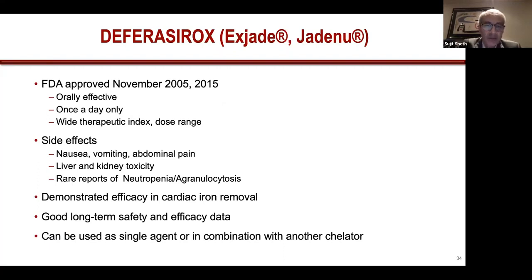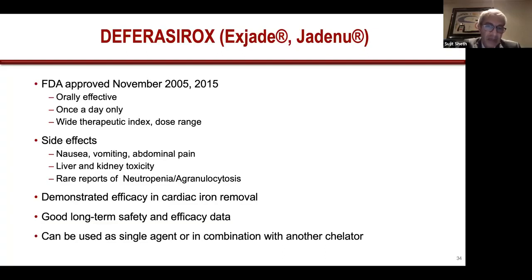And then deferasirox, again, as I mentioned, approved in 2005, is orally effective once a day with a wide therapeutic index and therefore a wide range of doses. The side effects are nausea, vomiting, and abdominal pain, and significant liver and kidney toxicity risks, and therefore monitoring monthly for liver and kidney function. Rare cases of neutropenia and agranulocytosis have been reported as well. And it has been demonstrated to have efficacy in cardiac iron removal as well. Good long-term safety and efficacy data.